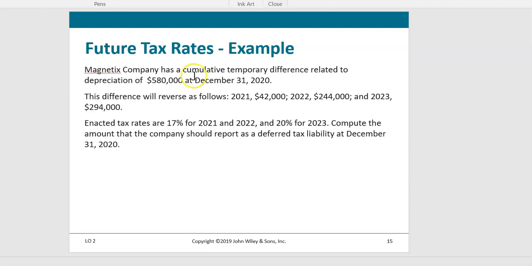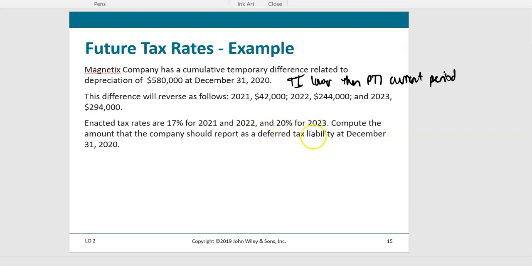Now, when we see the cumulative amount of the depreciation, we can always assume taxable income was lower than pre-tax income in the current period. And that's going to reverse, causing taxable income to be higher in the future. This difference will reverse as follows: 2021, $42,000; 2022, $244,000; 2023, $294,000. Enacted tax rates are 17% for 2021 and 2022, and then we're expecting the tax rate to go up to 20% for 2023.